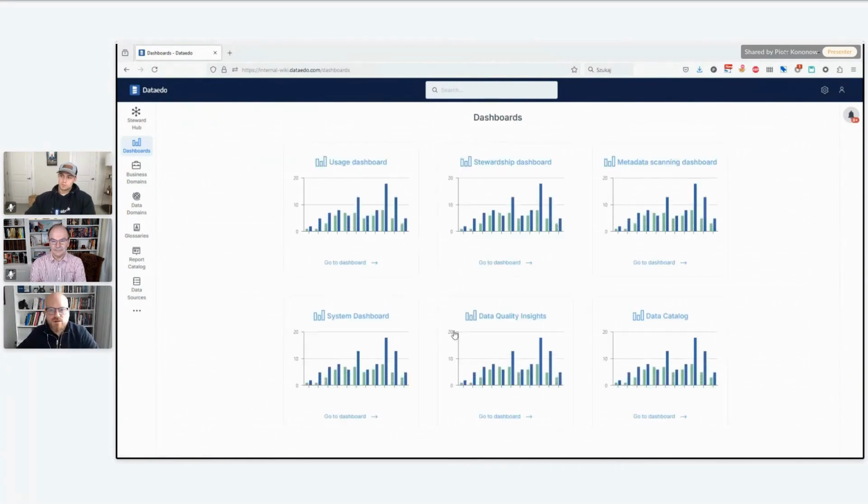Okay, so we'll be adding more and more dashboards, and in the future you'll be able to build your own dashboards with our predefined widgets or write your own widgets using SQL. Okay, that's it for the overview.